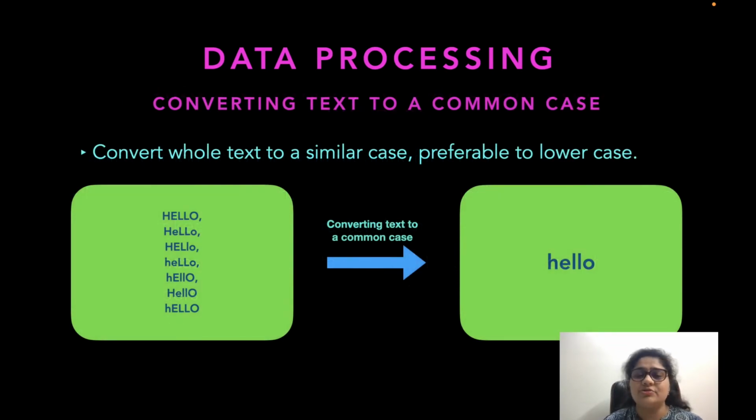So this takes us to the next step, converting text to a common case. That is another step, my step number 4. What we have done so far is convert the corpus to sentences, sentences to a list of tokens, and from the list of tokens remove any stop words, special characters or numbers which are not adding any value to the corpus.